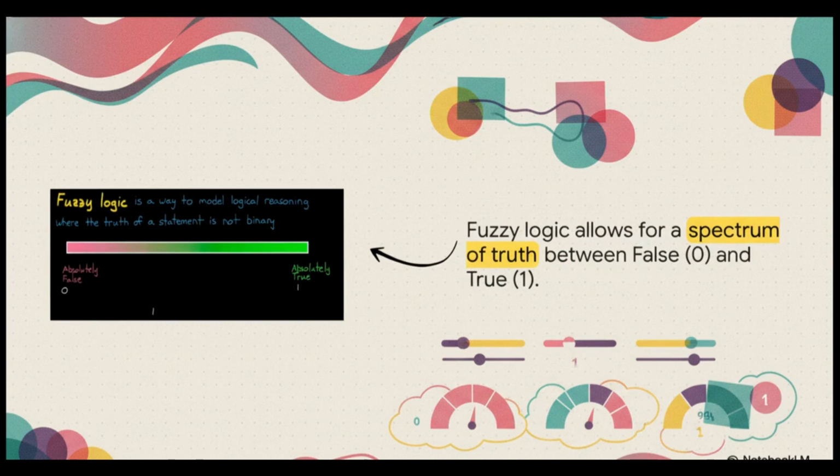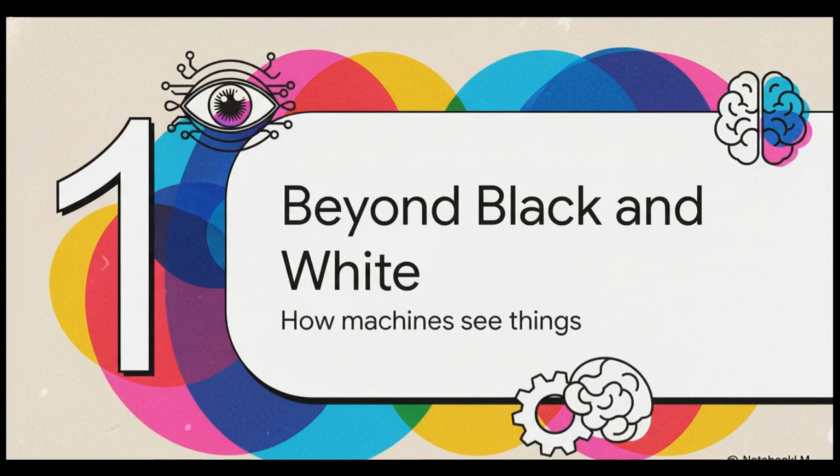And this image here, it really nails the core idea. Instead of a hard on-off switch between false and true, fuzzy logic works on a spectrum. A statement can be, say, 20% true, or 70% true, or even 95% true. It's a system that actually embraces ambiguity, just like we do. Okay, so let's dive in and explore how this way of thinking helps machines see the world a little less like a computer and a lot more like a person.